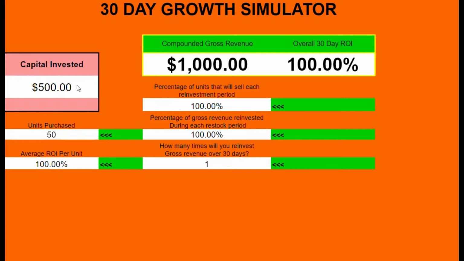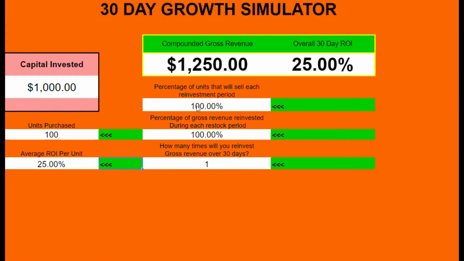This is a 30-day growth simulator, so what we're going to do is let's say we'll invest $1,000 into product, and let's say that $1,000 bought us 100 units, so about $10 a unit is our cost, and our average ROI per unit, let's say, is 25%. So that's usually the level of depth that most sellers go into. They say, okay, great, I bought 100 units at 25% return. I'm going to make $250 over a 30-day period. End of story. But that's not really how things play out.